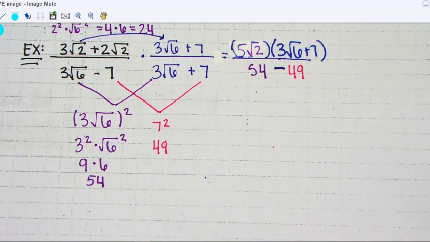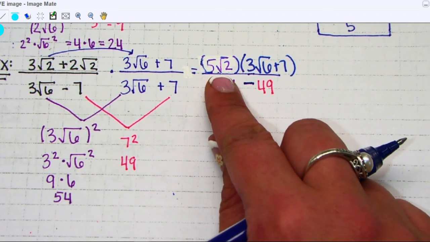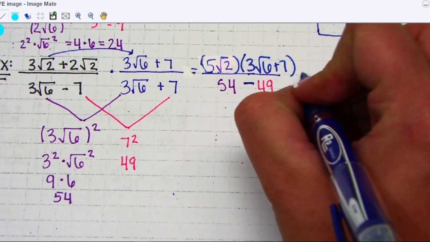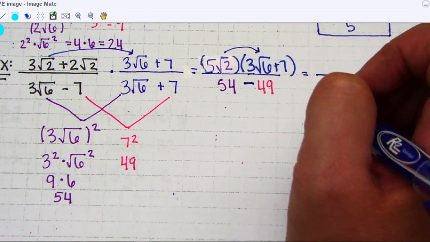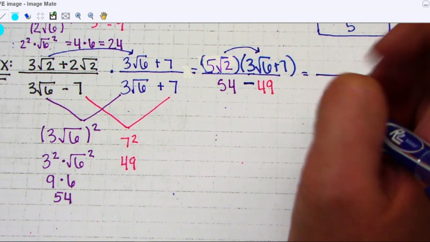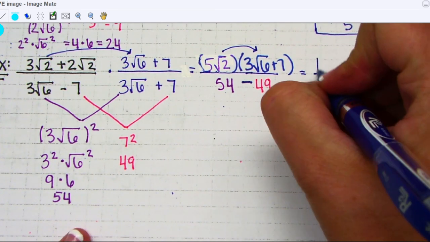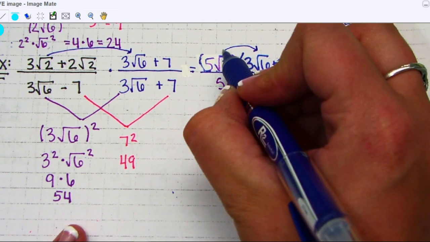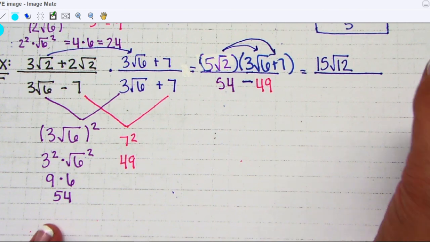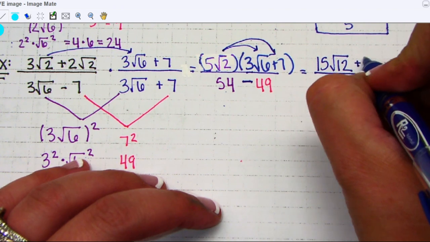Okay, now let's distribute a little more. So 5 square root of 2 times 3 square root of 6. What does that become? 15. Good, square root of 12. Continue the distributing. 5 square root of 2 times 7. 35 square root of 2.